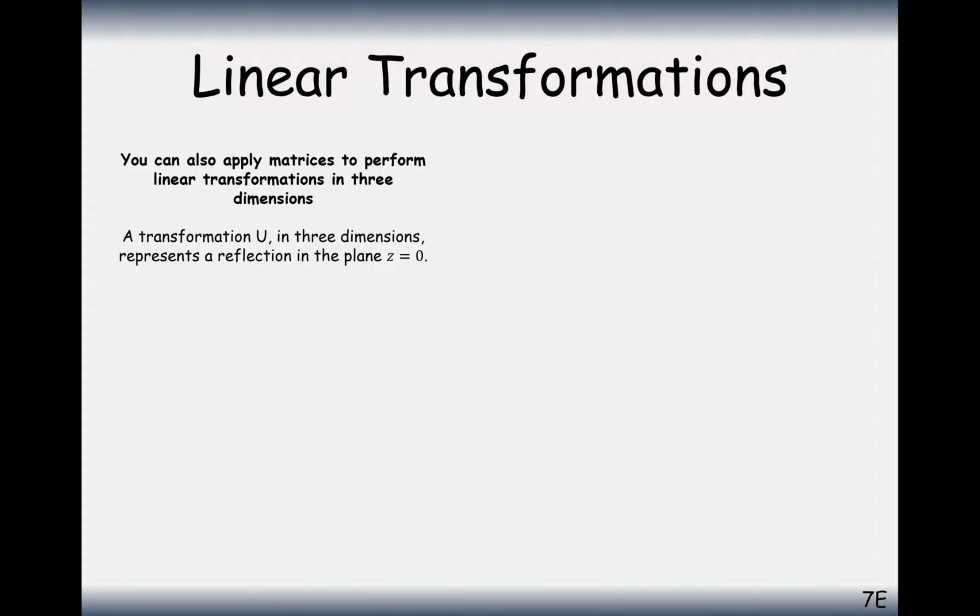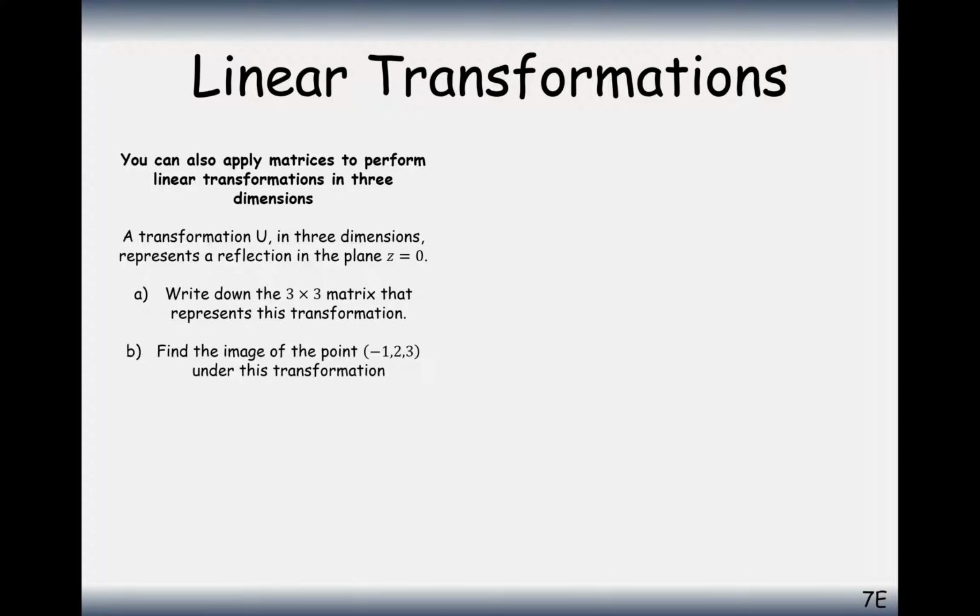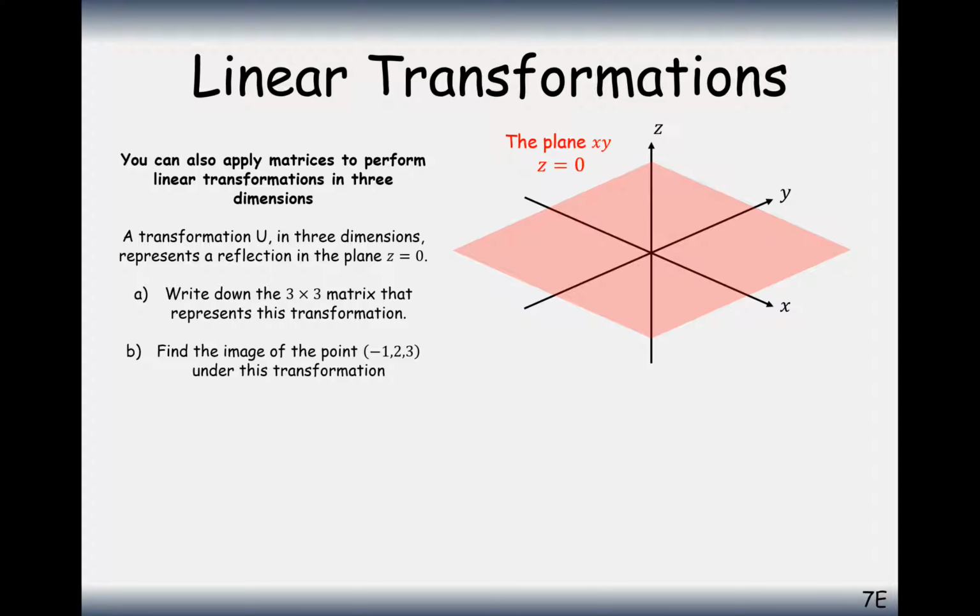Okay, so what we're going to look at here is a question. A transformation U in 3 dimensions represents a reflection in the z equals 0 plane. Okay, and the question is, write down the 3 by 3 matrix that represents this transformation, and then afterwards we want to find the image of some point. So this is the z equals 0 plane. It's basically a sheet of paper that covers the x and the y axes.